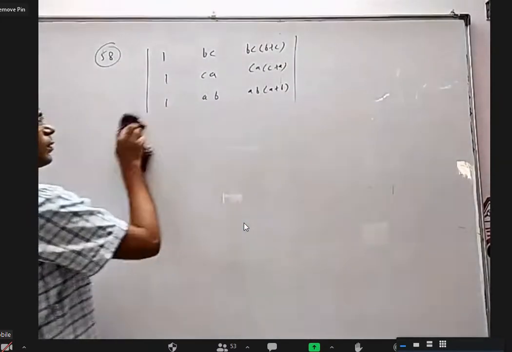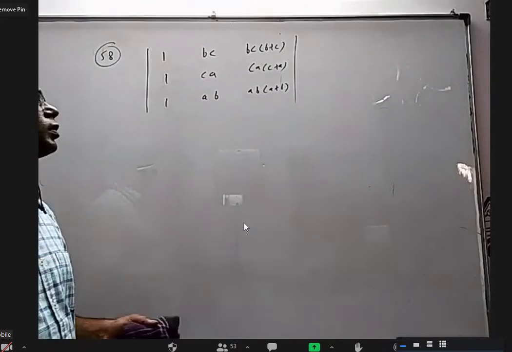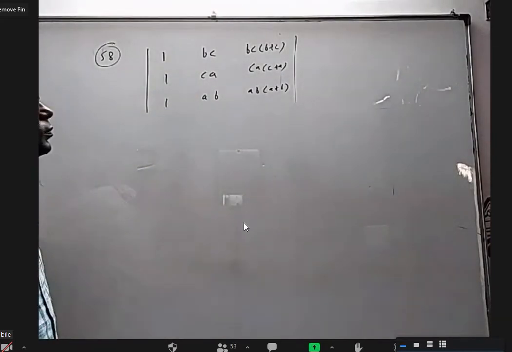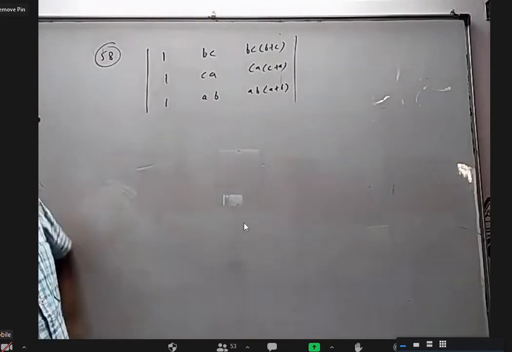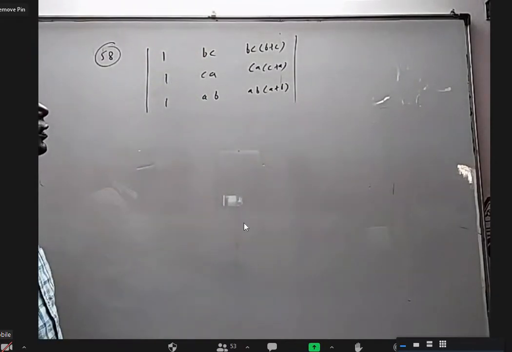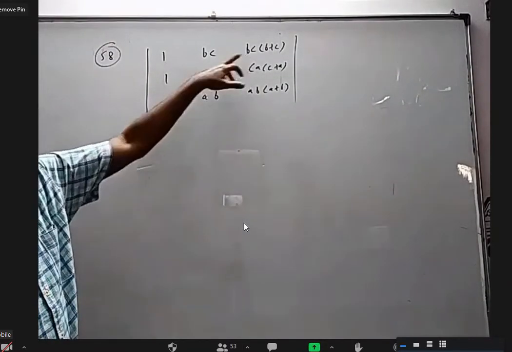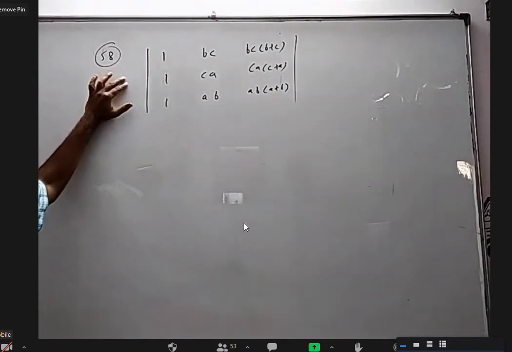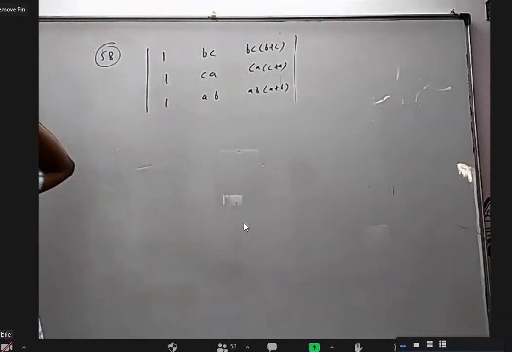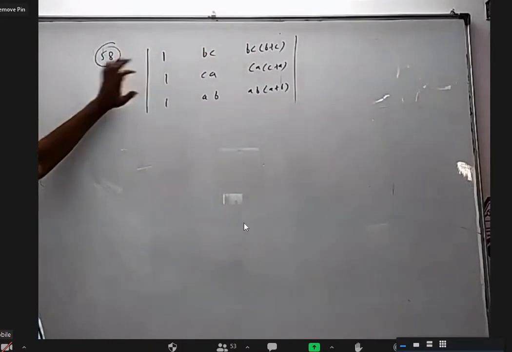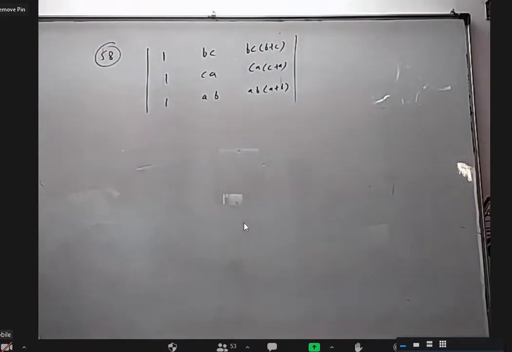We can take common things in the second column. From which row do you want to take common? Row, sir. First row, what can you take common? BC. Okay, then you'll get 1 by BC here and ABC whole square. So we get A square, B square, C square if we take common from all the 3 rows. And in the first column, 1 by BC, 1 by CA, 1 by AB, sir.